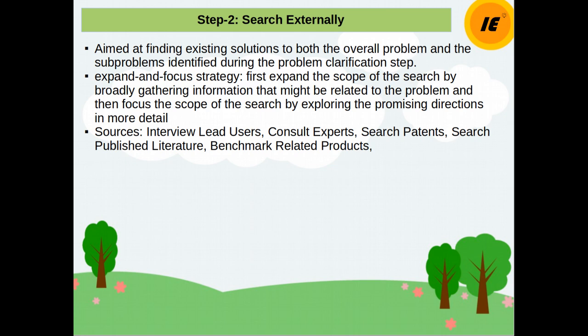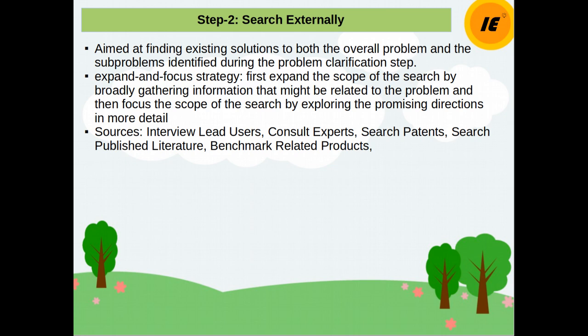For this reason, external search includes detailed evaluation not only of directly competitive products but also of technologies used in products with related sub-functions. The external search for solutions is essentially an information gathering process. Available time and resources can be optimized by using an expand and focus strategy. This is important. First, expand the focus of the search by broadly gathering information that might be related to the problem, and then focus the scope of the search by exploring the promising directions in more detail. Too much of either approach will make external search inefficient.